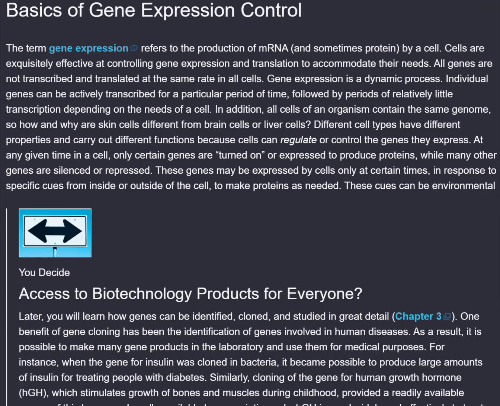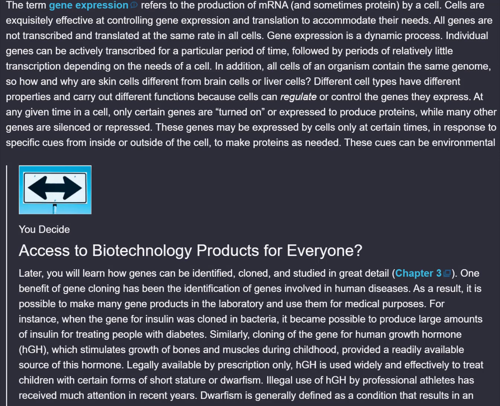Basics of gene expression control. The term gene expression refers to the production of mRNA, and sometimes protein, by a cell. Cells are exquisitely effective at controlling gene expression and translation to accommodate their needs. All genes are not transcribed and translated at the same rate in all cells. Gene expression is a dynamic process. Individual genes can be actively transcribed for a particular period of time, followed by periods of relatively little transcription depending on the needs of a cell.